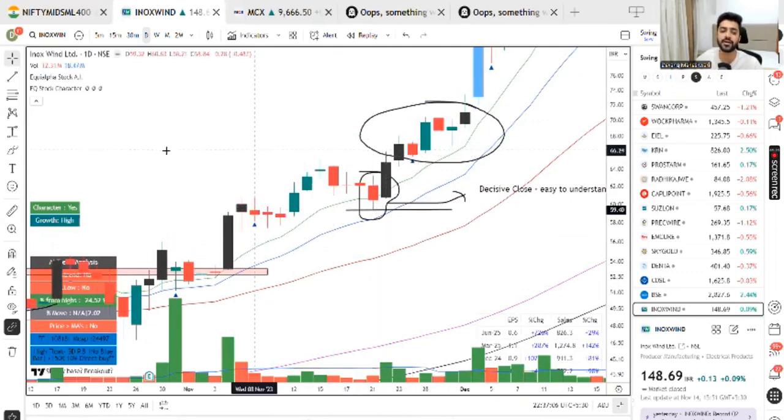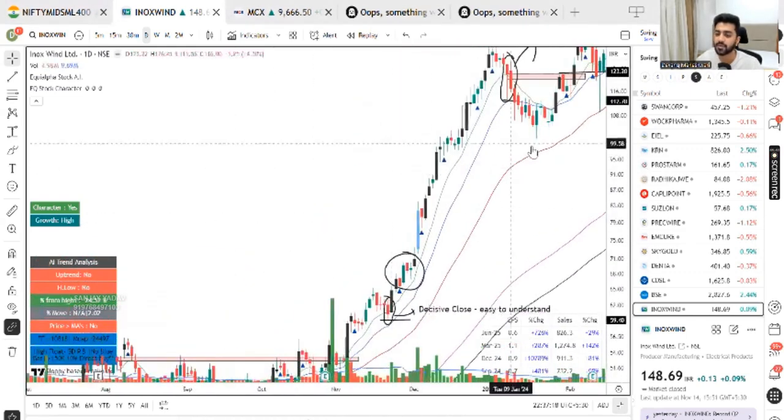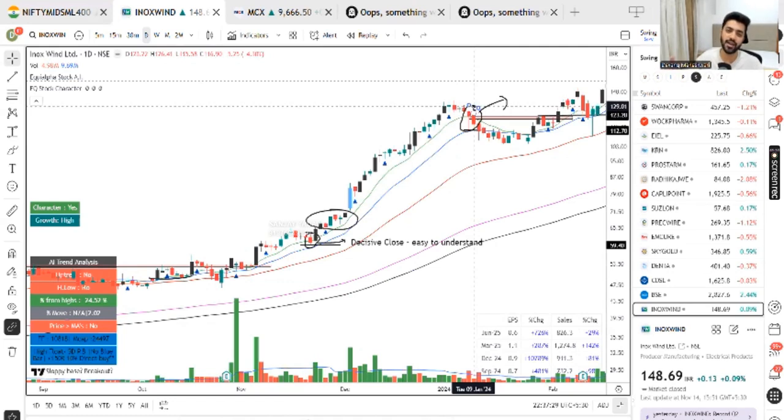Then I may again re-enter on further follow through. So such a decisive close is easy, and after such 80-90%, even if it is not decisive, I will exit. At 90-100, I will not even wait for the 10 EMA, I will simply close it.